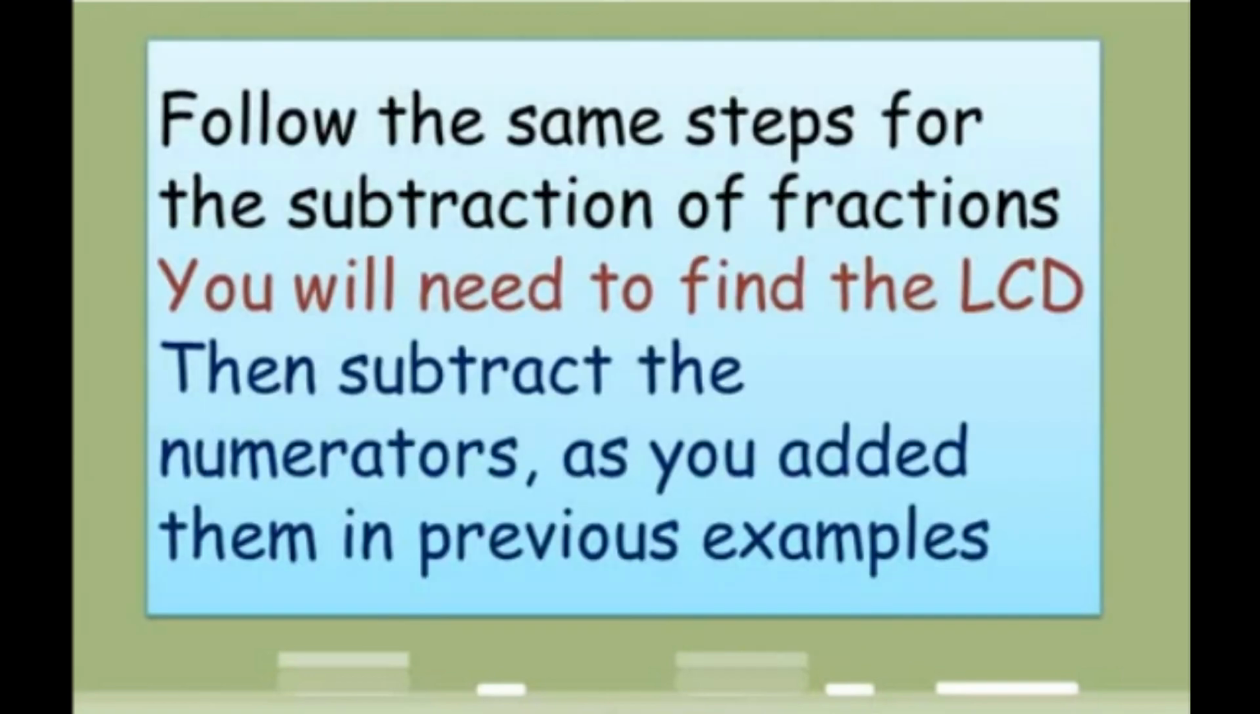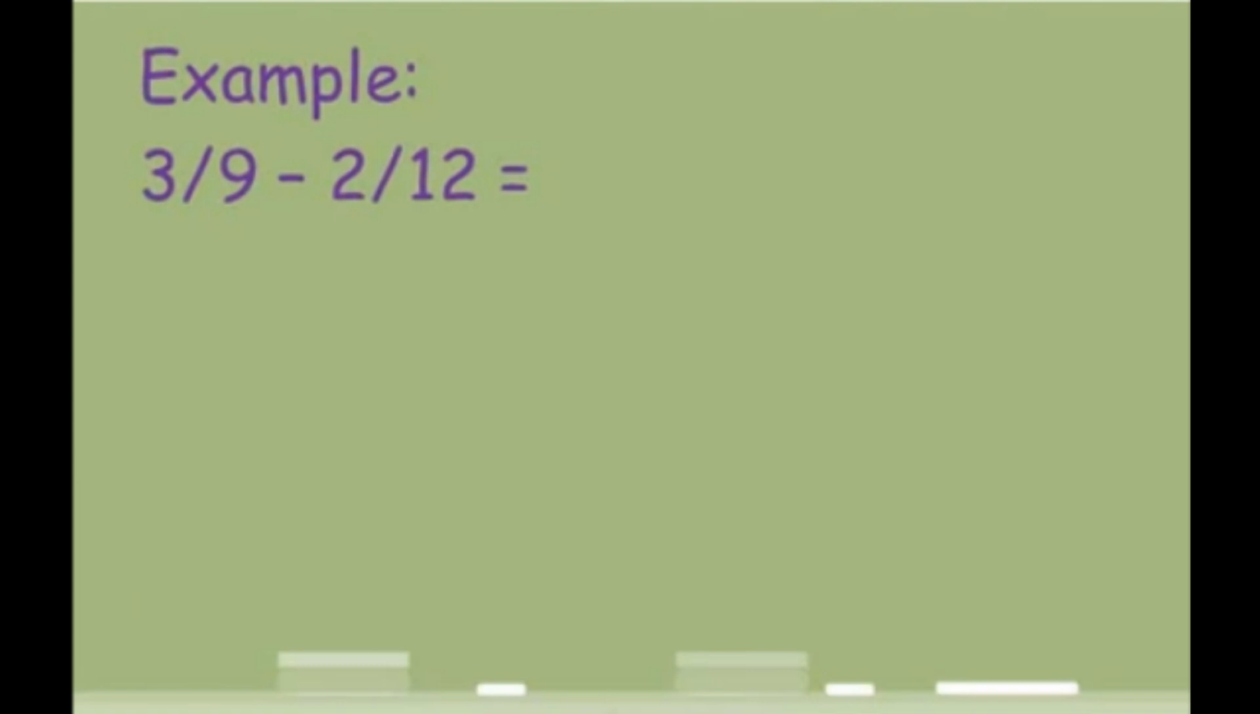So it works. You will follow the same steps for the subtraction of fractions as you do for the addition of fractions. You will need to find the least common denominator, then you will subtract the numerators as you added them in previous examples. Here's an example of subtraction of fractions. We have 3 ninths minus 2 twelfths. We're going to have to find a common denominator. We're going to use 36.